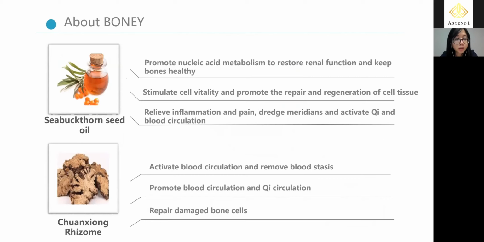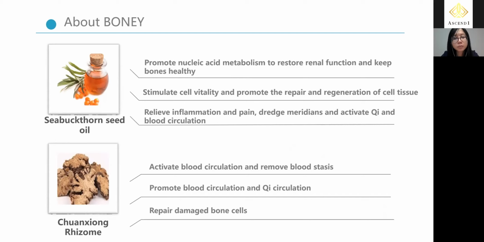Now we will go through each ingredient and see what its functions and benefits are for our kidneys and bone. First is the Cibacton seed oil. Cibacton seed oil provides cell energy, stimulates our cell vitality, and promotes the repair and regeneration of cell tissues. It can effectively scavenge free radicals, and it is antioxidant, anti-allergy, and improves our cellular immunity. At the same time, it can quickly reduce inflammation and relieve pain, effectively dredge the meridians, enhance the qi and blood, and reduce joint pain as well.